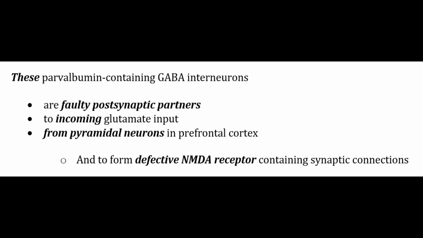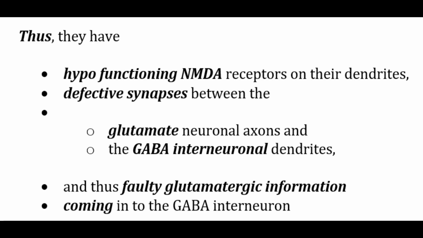These parvalbumin containing GABA neurons are faulty postsynaptic partners to incoming glutamate input from pyramidal neurons in prefrontal cortex and thus form defective NMDA receptor containing synaptic connections. Thus, to summarize, they have hyperfunctioning NMDA receptors on their dendrites. They have defective synapses between the glutamate neuronal axons and the GABA interneuronal dendrites, and thus faulty glutamatergic information coming in to the GABA interneurons.